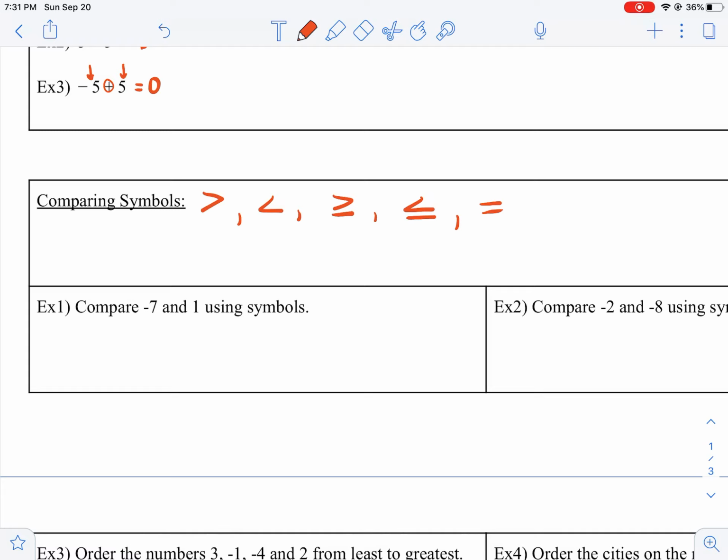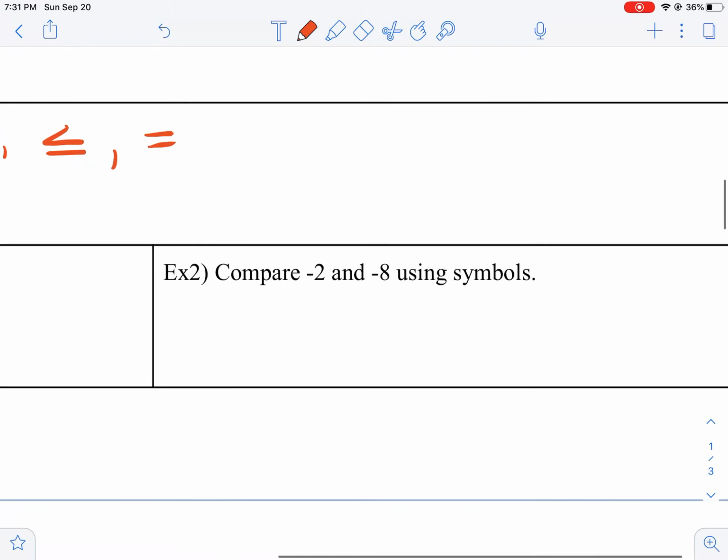So remember what I said before about our meter. -7 is the small on the negative side, +1 is on the positive side. So -7 must be smaller, since our negatives come first. It must be smaller than 1. So -7 is less than 1. We could have also said 1 is greater than -7, depending on which one you put first. Okay. Then it says compare -2 and -8.